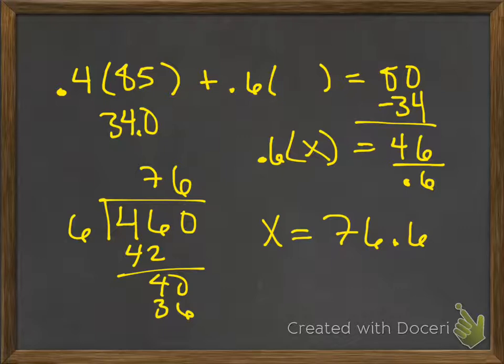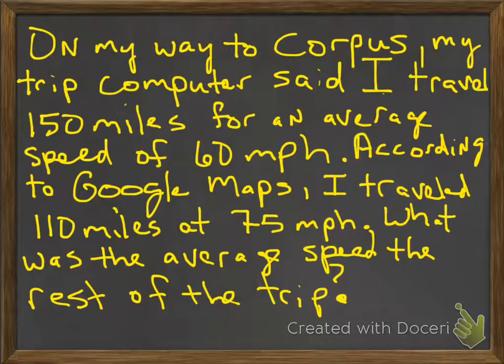But now let's look at one last one. This one I kind of made up on the fly, so again, there could be variations to this problem, so always keep that in mind. There's always a variation, and the question is, can you adapt to that variation? So, on my way to Corpus, my trip computer said I had traveled 150 miles for an average speed of 60 miles per hour. According to Google Maps, I traveled 110 miles at 75 miles per hour. What was the average speed of the rest of the trip?